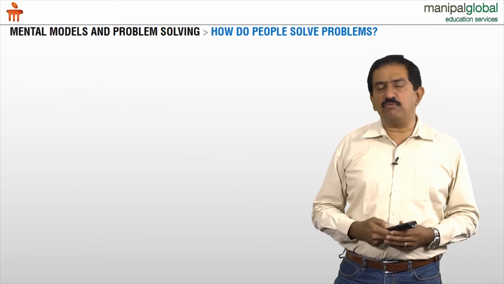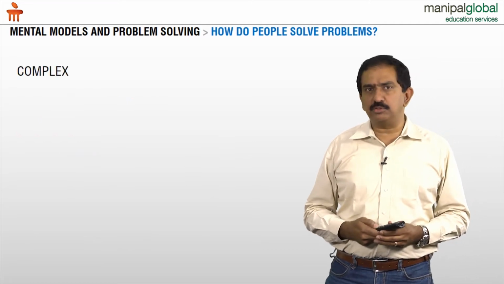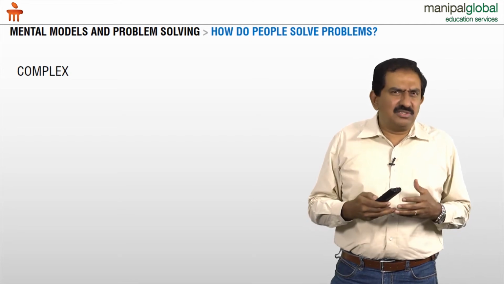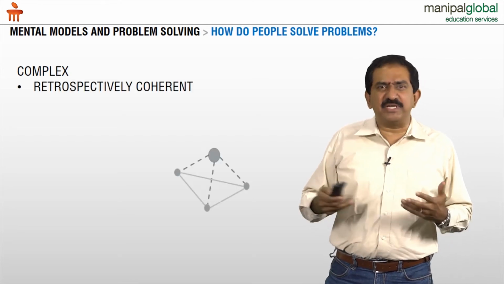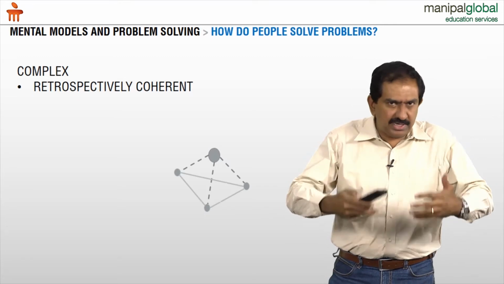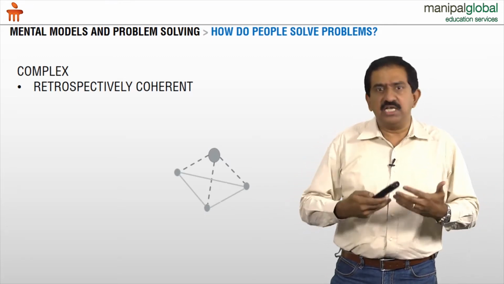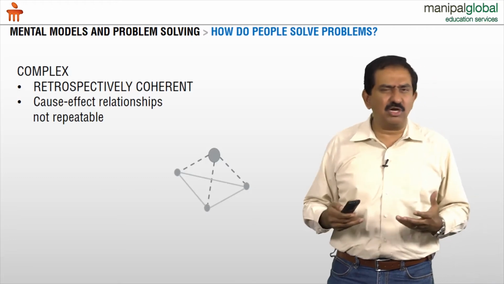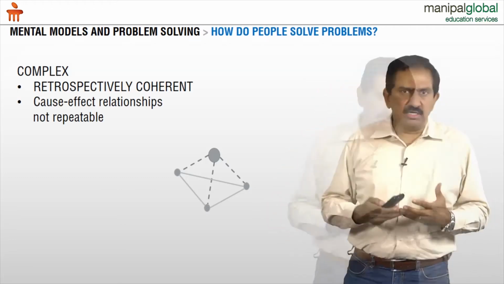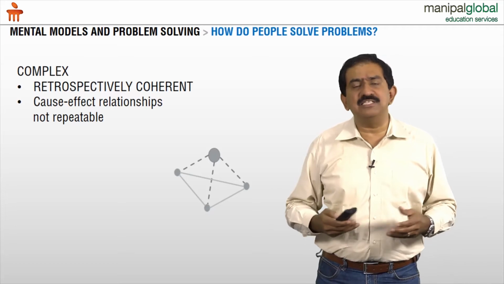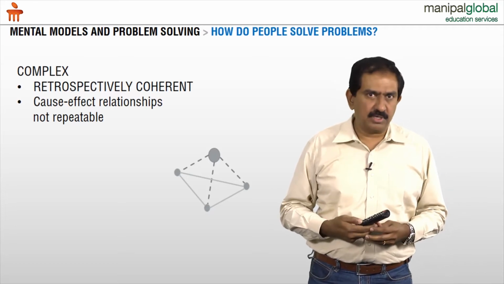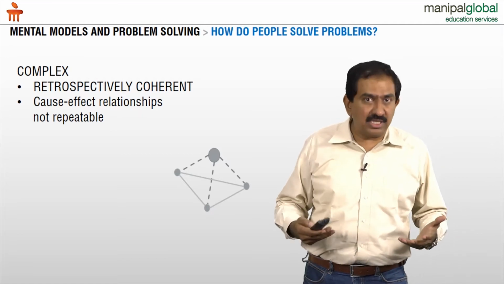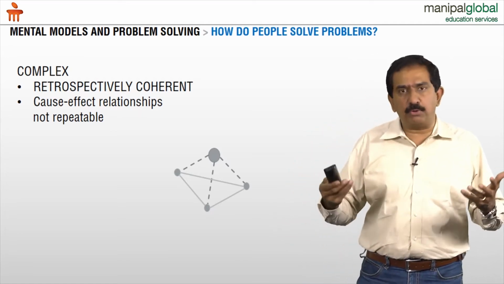The third category of problems is what's called complex problems. In a complex problem, it is retrospective. Over a period of many iterations, you reach coherence. So cause-effect relationships are not really repeatable. In the world of software, you call these random defects, because when the system is running, apparently it runs well, and suddenly up pops a bug.